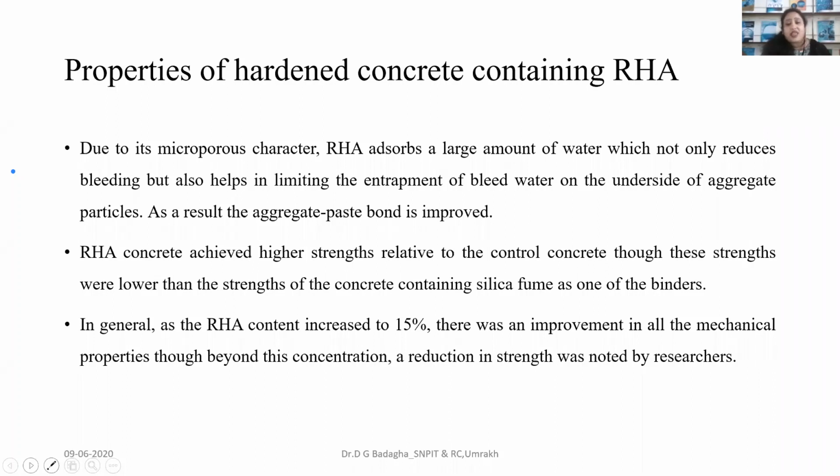Then we can say that the aggregate paste is improved because of the advantageous properties of rice husk ash. Okay, that concrete is also very good to achieve a good strength. But from the researchers' experience and the literature survey, it is identified that we can use only 15% replacement of RHA with cement. It is not advisable to use that material beyond 50%. So that limitation we have to keep in mind.